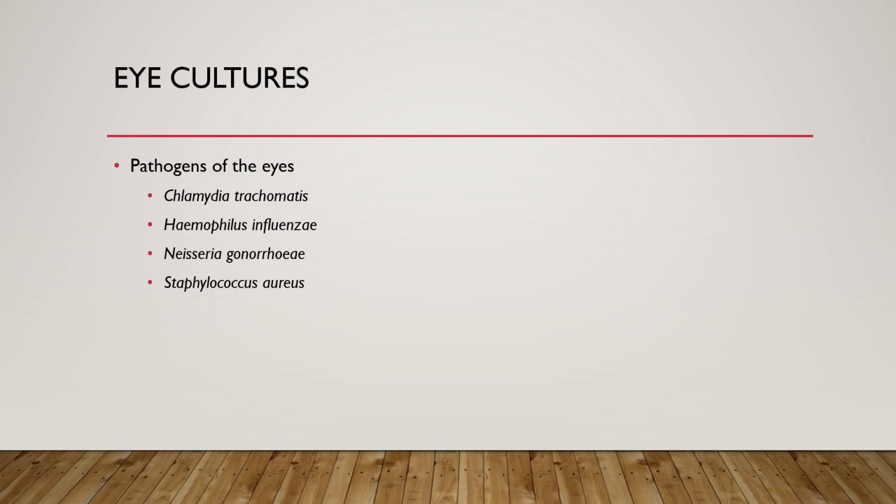I want to switch gears now and talk a little bit about eye cultures. Eye cultures can be considered respiratory cultures, or they can be considered wound cultures, but there are pathogens of the eyes that we've already talked about, including Chlamydia trachomatis, and that can go from mom to baby. If mom has chlamydia and the baby goes through the birth canal, the baby can actually pick up Chlamydia trachomatis. Haemophilus influenzae, Neisseria gonorrhoeae, and Staphylococcus aureus. These are all pathogens of the eye.